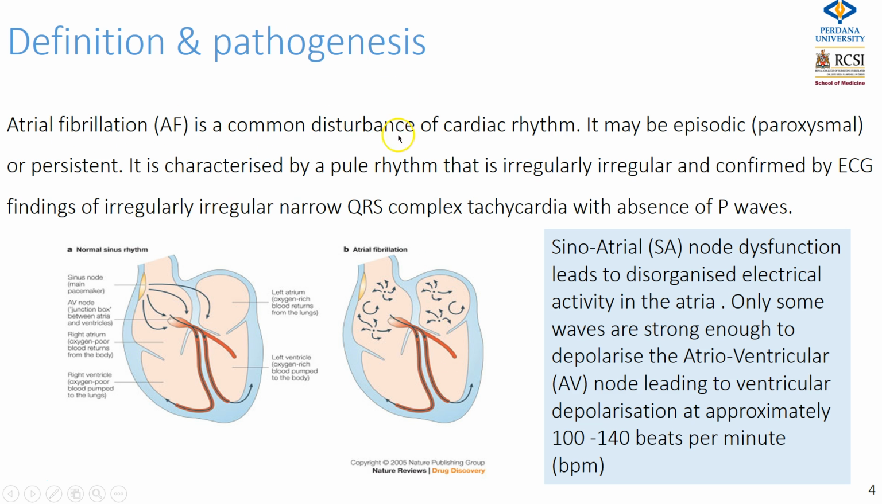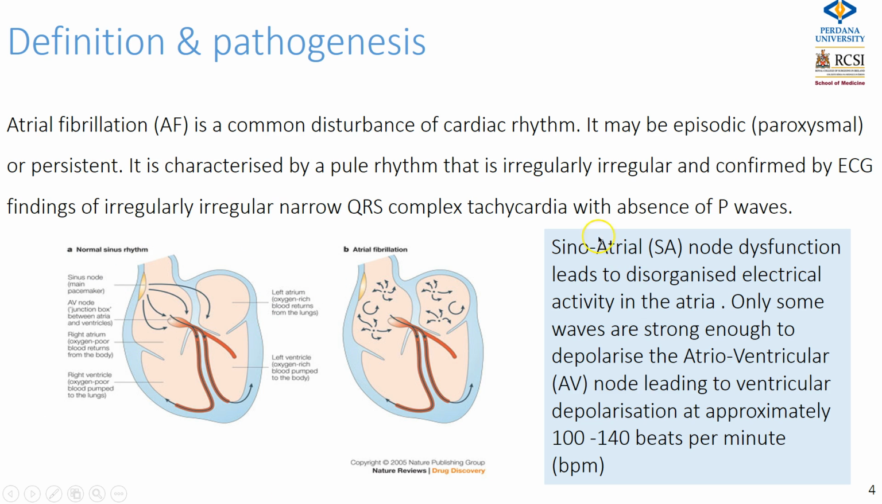Atrial fibrillation is a common disturbance of rhythm and probably one of the most common serious disturbances of rhythm. It may be episodic or paroxysmal or persistent, and is characterized by a rhythm that is irregularly irregular, which is confirmed by ECG, showing narrow complex QRS and absence of P waves.